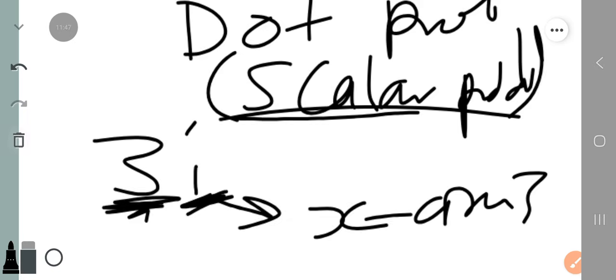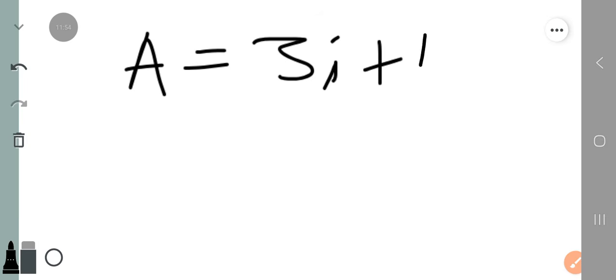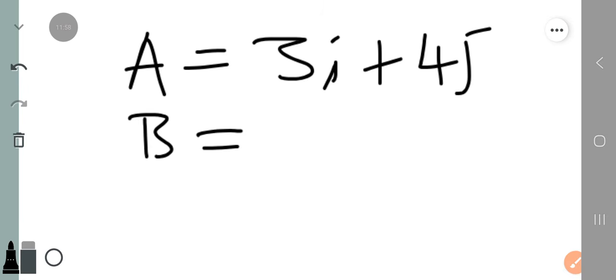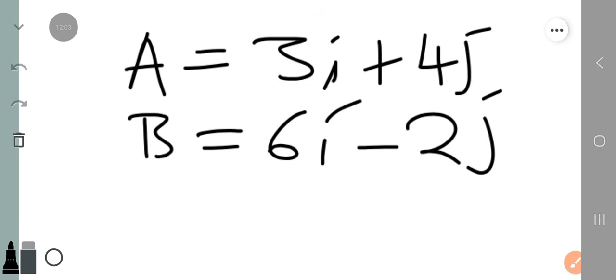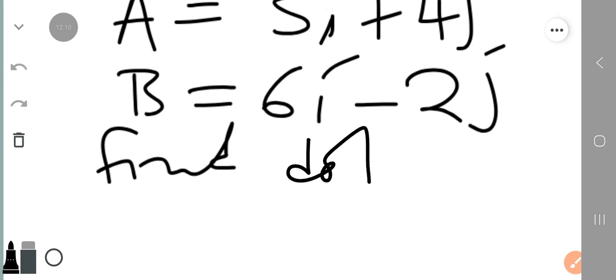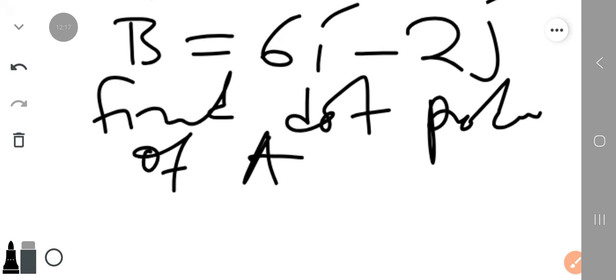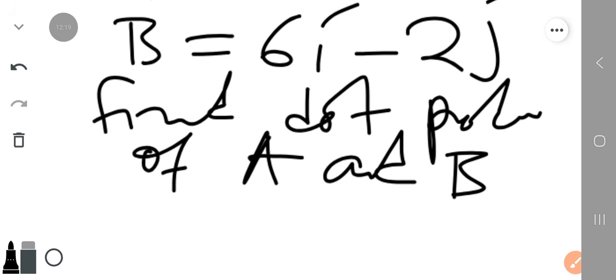For example, let's look at vector A and vector B. Let's say vector A has 3i plus 4j. Now vector B has 6i minus 2j. Now the question is: find the dot product of vector A and vector B.